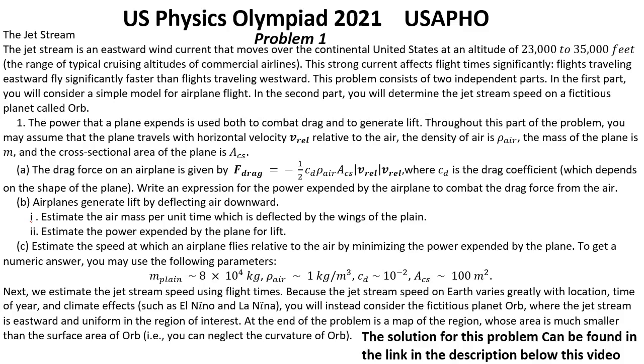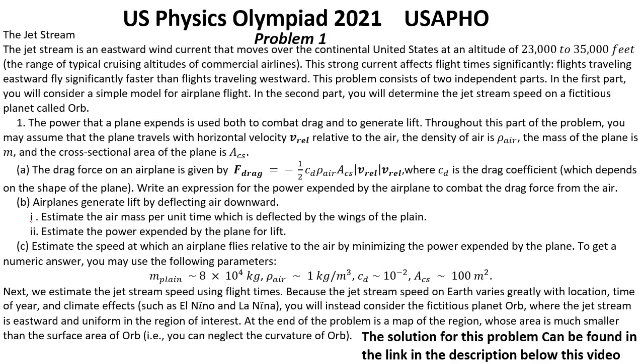Part 1. The power that a plane expends is used both to combat drag and to generate lift. Throughout this part of the problem, you may assume that the plane travels with horizontal velocity v-rel relative to the air. The density of air is rho air. The mass of the plane is m, and the cross-sectional area of the plane is ACS.